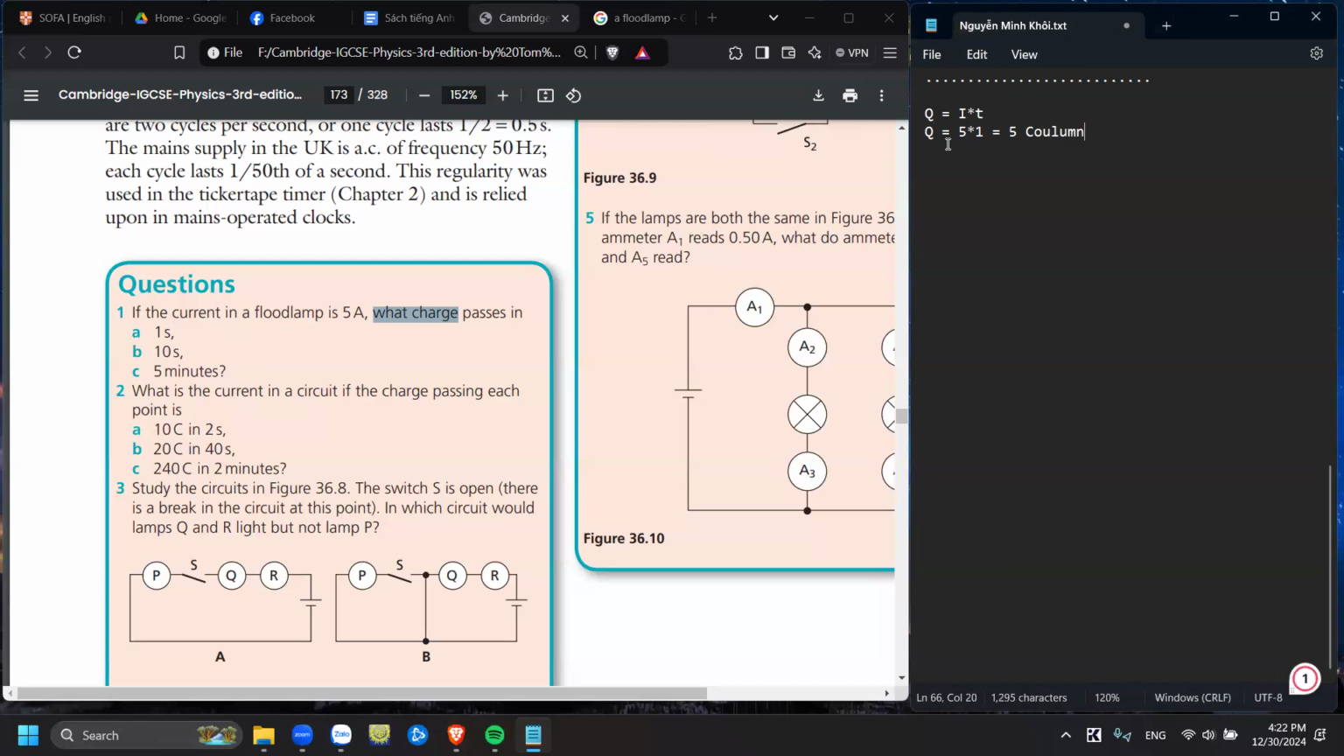5 coulombs. It's just applying the formula. Now, how about what charge passes in 10 seconds? Wrong, try again. 10 seconds. Okay, now you have 5 ampere, put it in there, and the time is 10 seconds, put it in there. So what is 5 times 10? 50 coulomb. Very good. 50 coulomb. How about in 5 minutes?